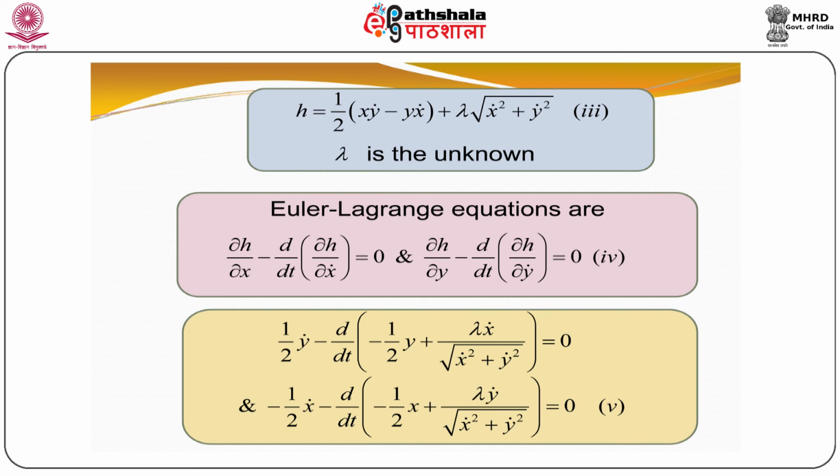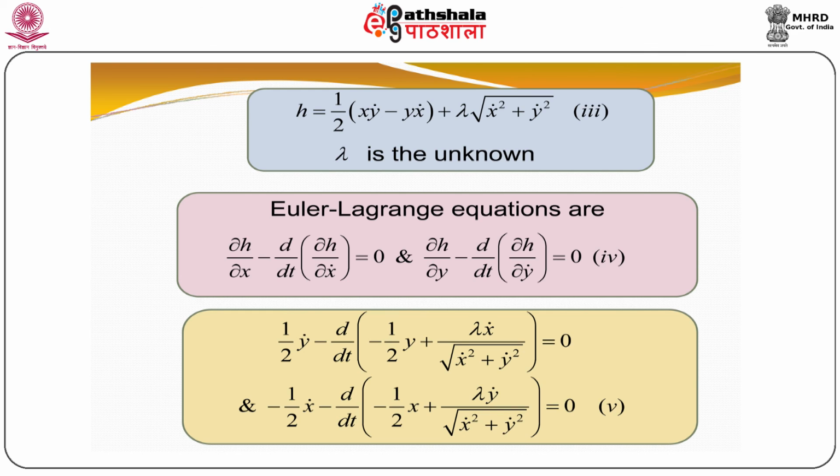Thus, the Euler-Lagrange equations are given by the partial derivative of h with respect to x minus d/dt of the partial derivative of h with respect to x dot equal to 0. A similar result holds for y. Differentiating h given by equation 3 with respect to x, x dot, y and y dot, and putting those values in these two equations, we get these two.